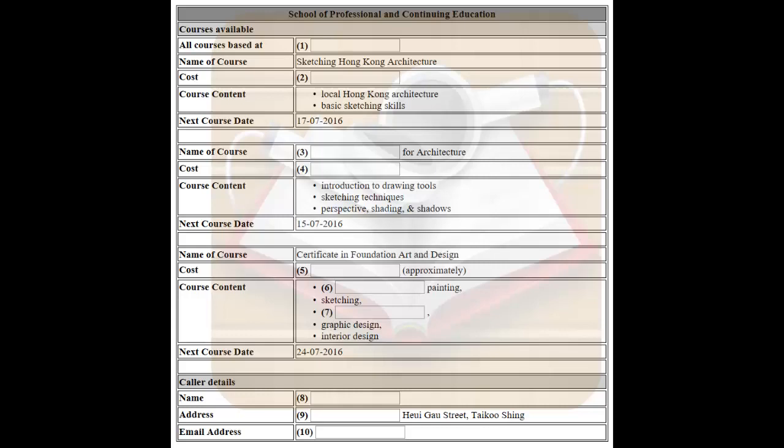I can send you the information packs for both courses if you like. You can read through the details for both courses and compare them. That would be great. Thank you. Can I take your name? Yes, it's Mackenzie Tong. I'm sorry, is that M-A-C-K-E-N-Z-Y? No, M-A-C-K-E-N-Z-I-E. Mackenzie Tong. And your address, please? 39 Ho Gao Street, Taikoo Shing.